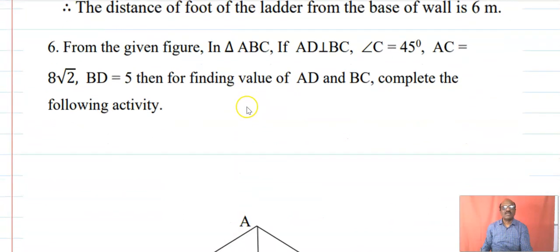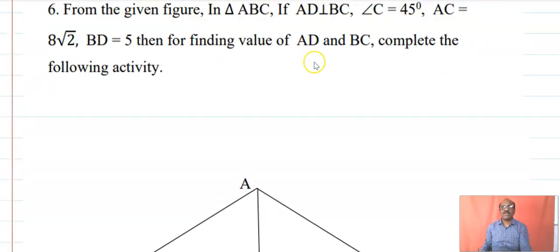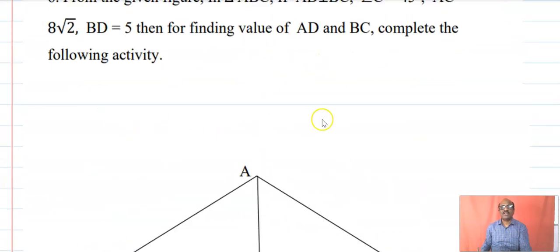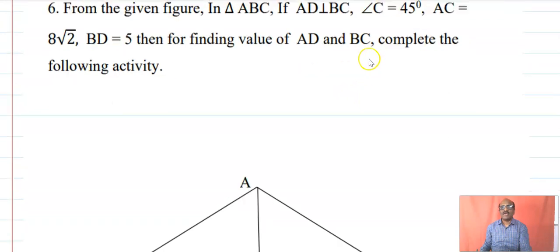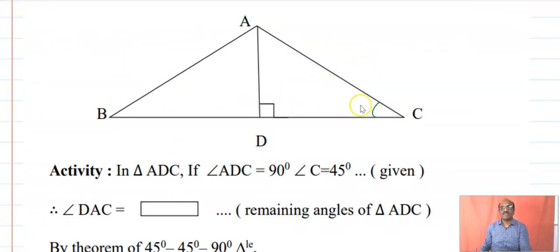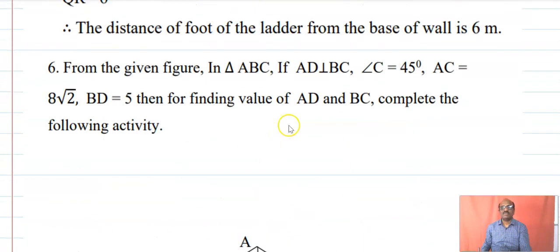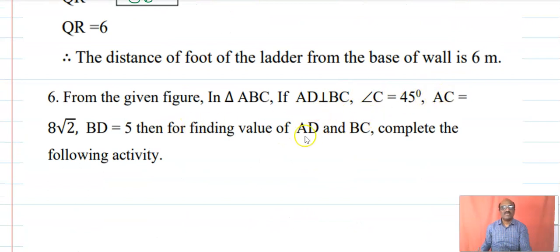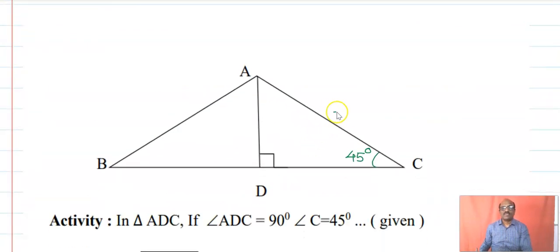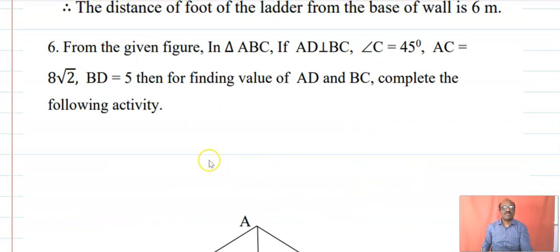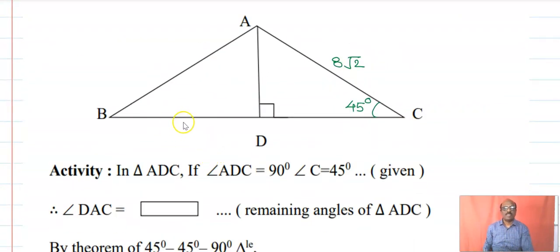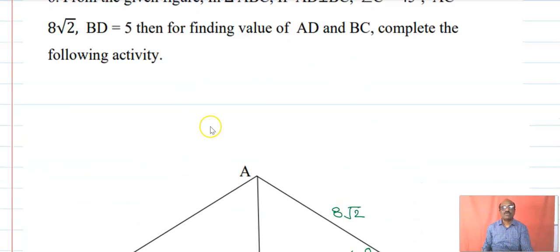Now we'll take the next question. From the given figure in triangle ABC, AD is perpendicular to BC, angle C is 45 degree, AC is equal to 8 root 2, and BD is equal to 5.